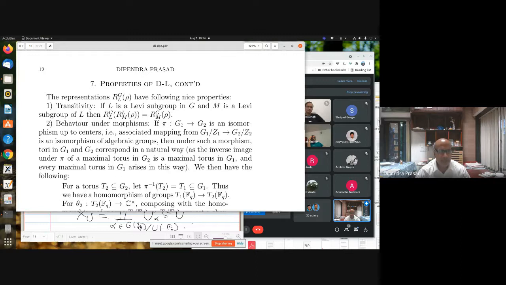If pi from G1 to G2 is an isomorphism up to centers, i.e. the associated mapping from G1 mod Z1 to G2 mod Z2 is an isomorphism of algebraic groups, then under such a morphism, tori in G1 and G2 correspond in a natural way. The inverse image under pi of a maximal torus in G2 is a maximal torus in G1, and every maximal torus in G1 arises in this way. People could do this as an exercise, I don't know. There are two cases to be considered: the mapping is surjective or injective.